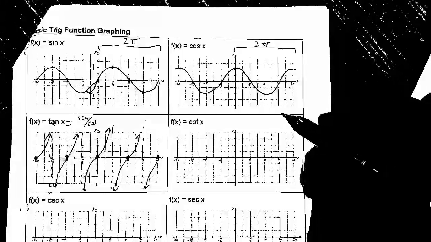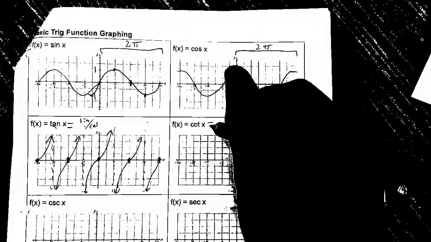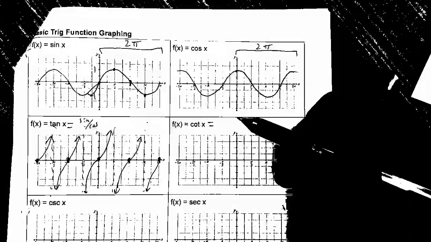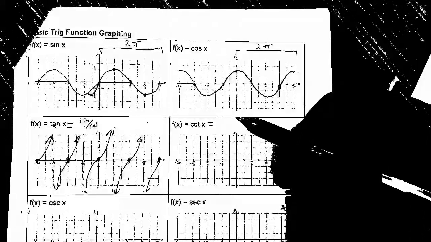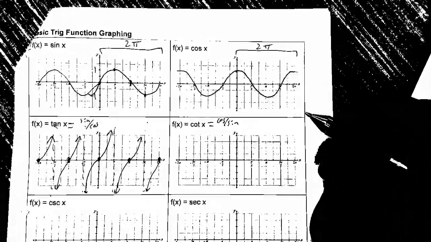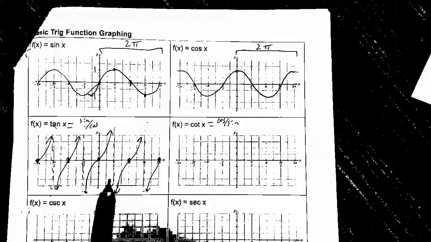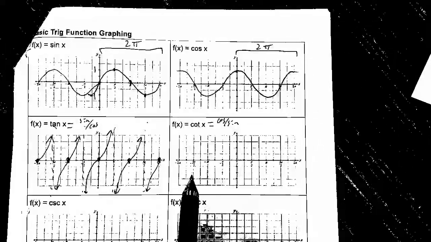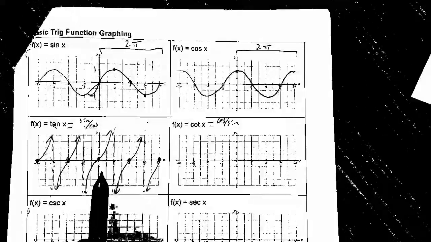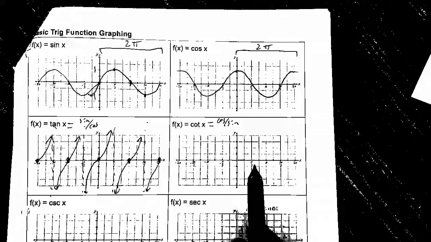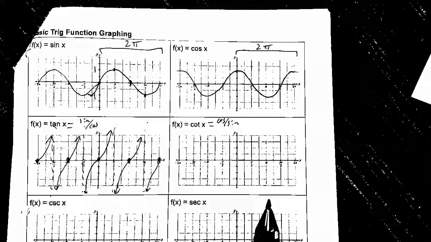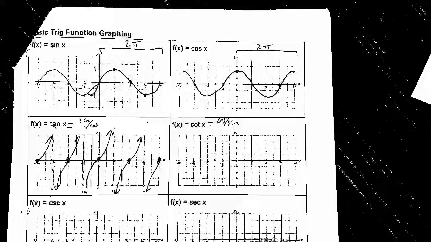Cotangent is really similar, right? But it's different. What's cotangent? It's not sine over cosine, it's cosine over sine. So we're going to have those vertical asymptotes not at the same places. Everything's going to switch, right? The asymptotes of tan are the zeros of cotangent, and the zeros of tangent are the asymptotes of cotangent, because that's where sine is 0.